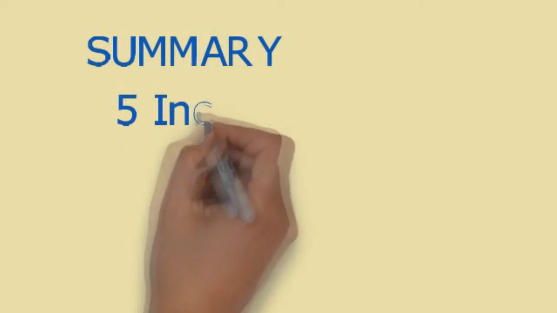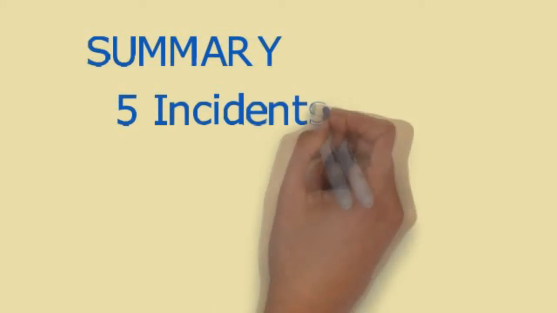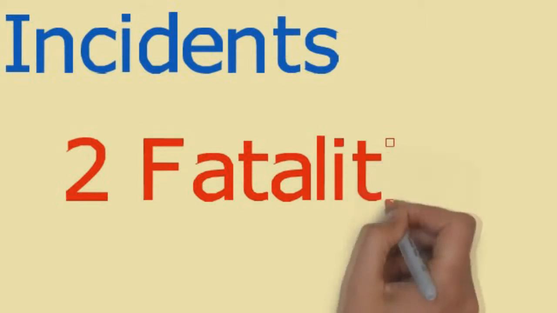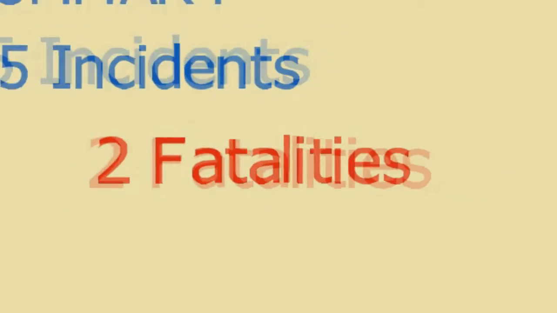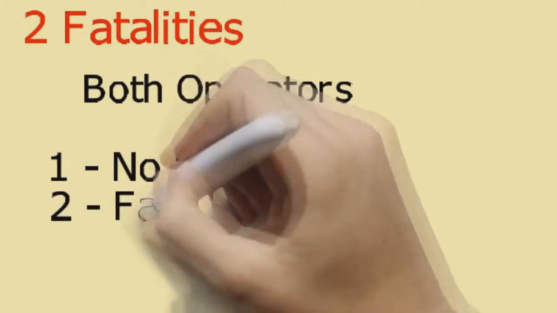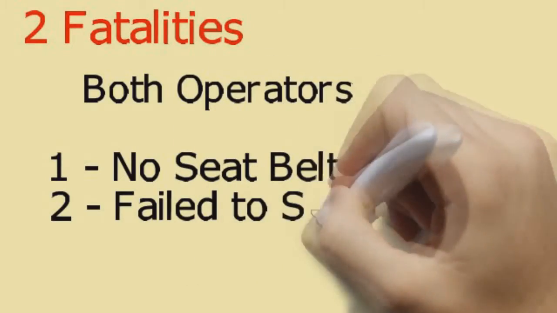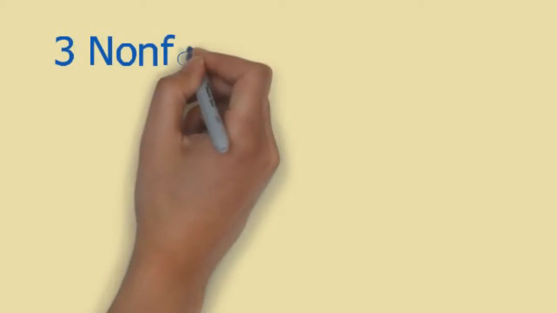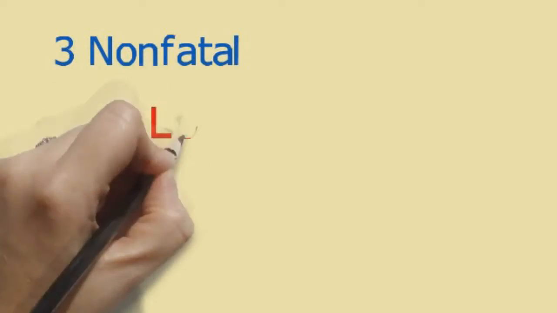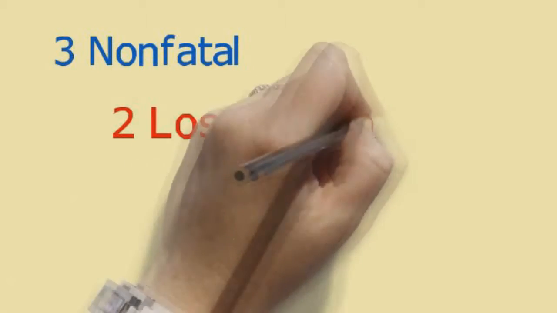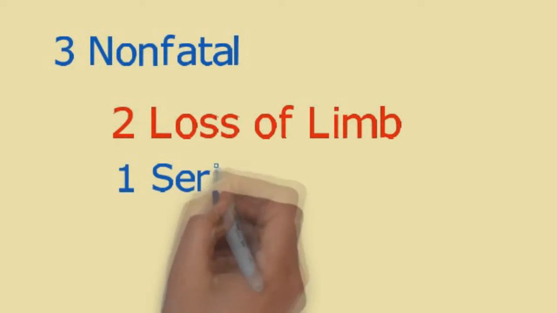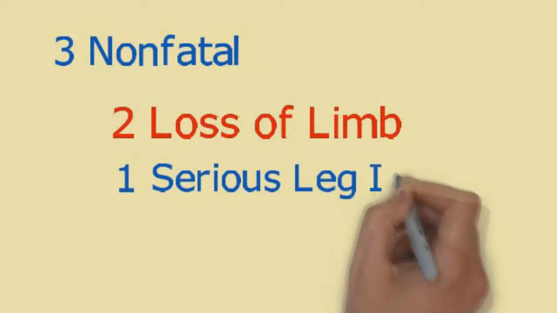We just discussed 5 accidents with injuries. 2 of the accidents resulted in death. Both people killed were experienced forklift operators. One died because he was not wearing a seatbelt. The other died because he failed to set the brakes. The other 3 accidents resulted in non-fatal but severely life-altering injuries. 2 people lost part or all of a lower limb, and another suffered a very serious leg injury.